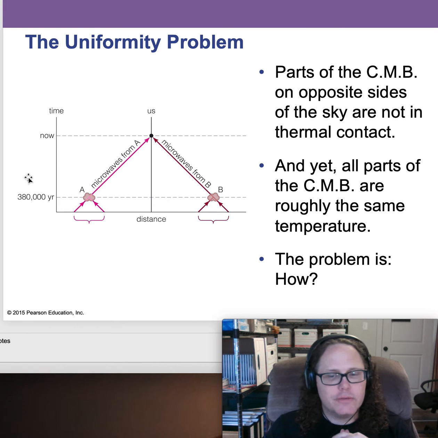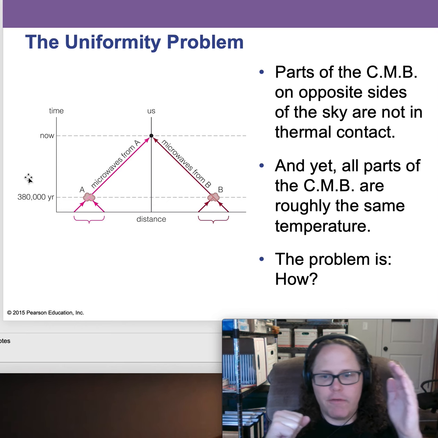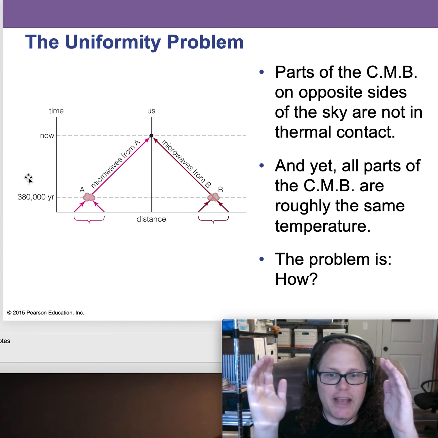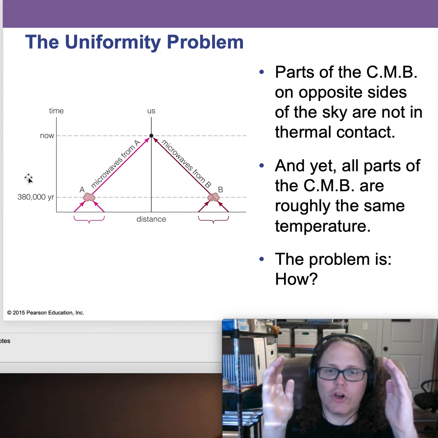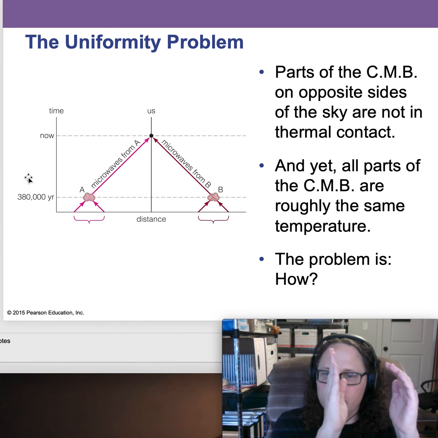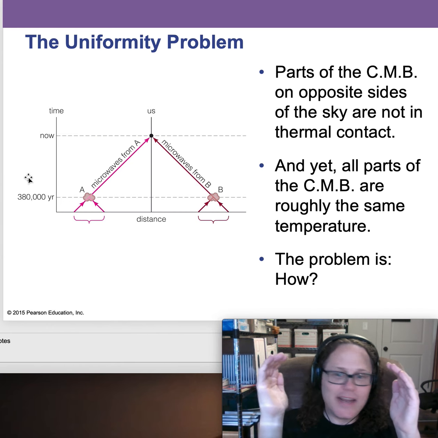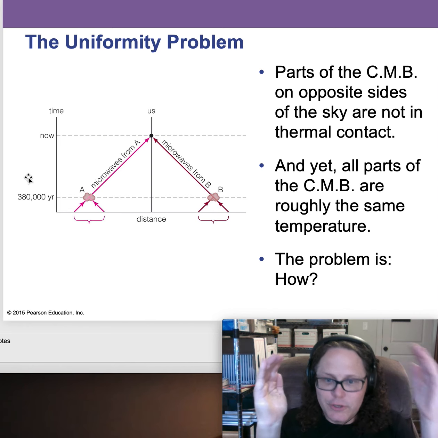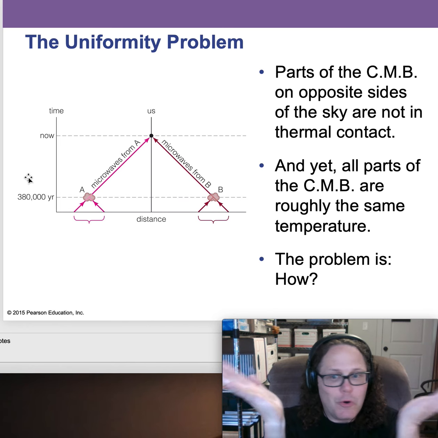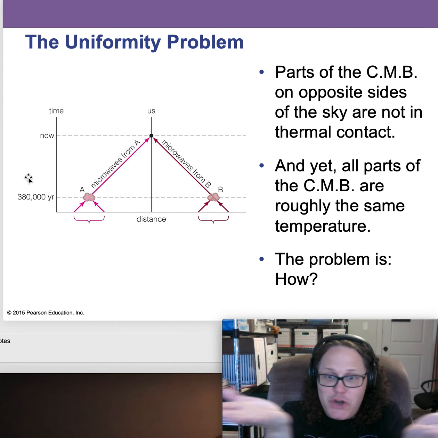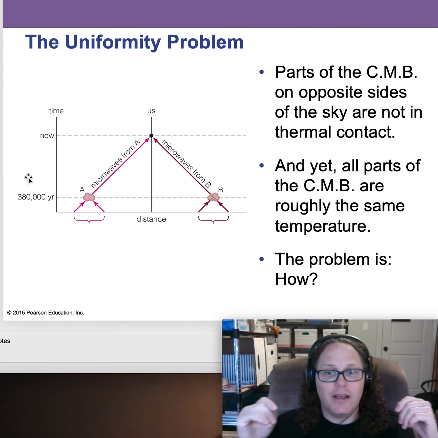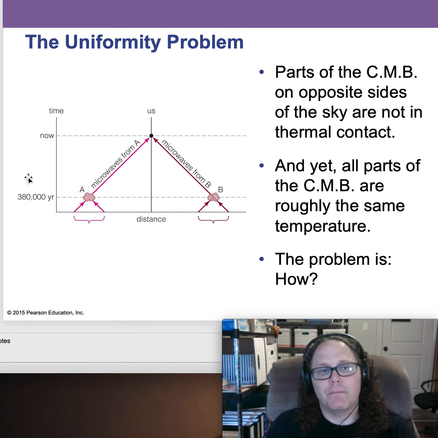That's strange, because the part of the cosmic microwave background on this end of the universe is not in what we say thermal contact or causal contact with the other side. Light from this end of the universe is just now reaching us. Light from this end has not yet had time to reach the other end. So they shouldn't know each other's temperature. They should not be the same temperature.